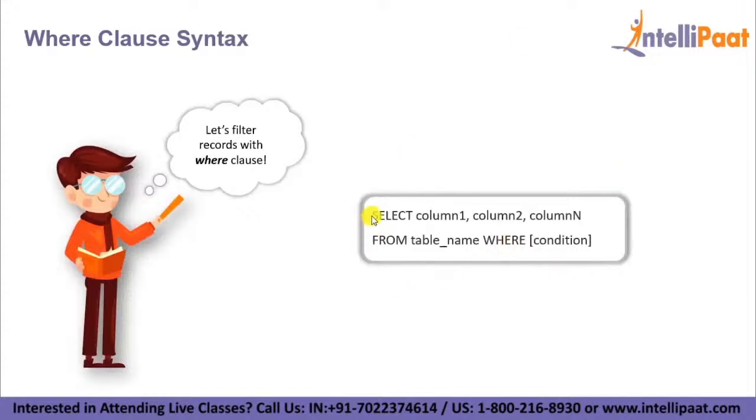We'll start with the select keyword. Then we will give in the list of all of the columns which we'd want to select, following which we'll use the from keyword and give the table name. And finally, use the where keyword and follow it up with a condition that would determine which records are to be extracted. So let's filter out some records from our employee table.